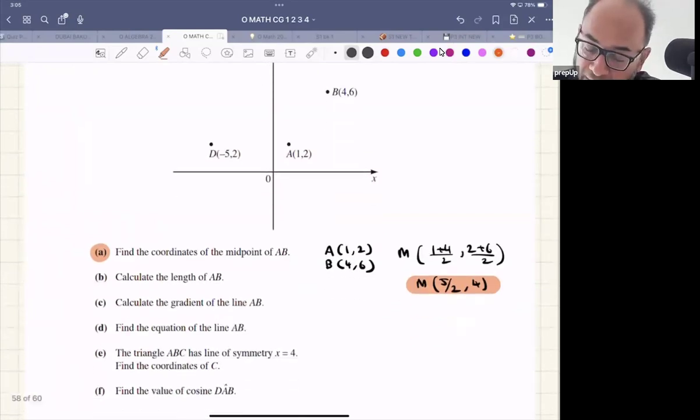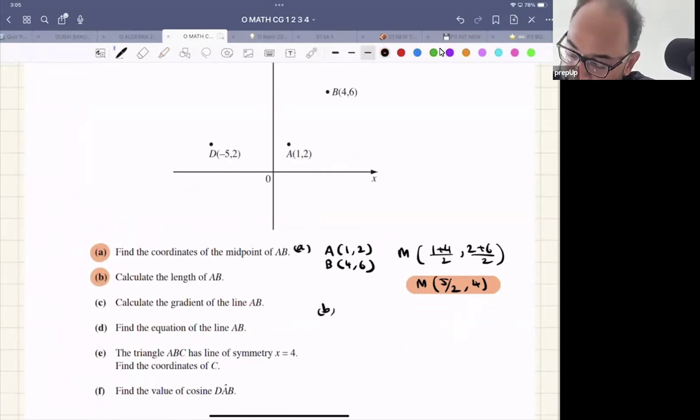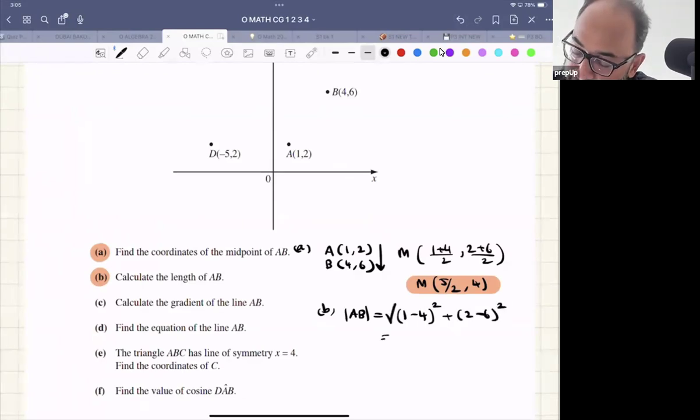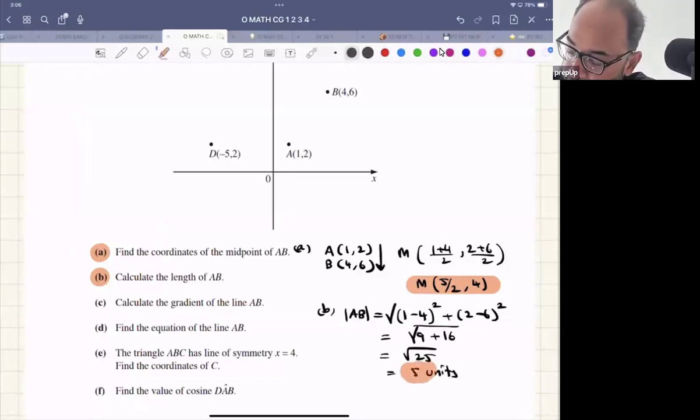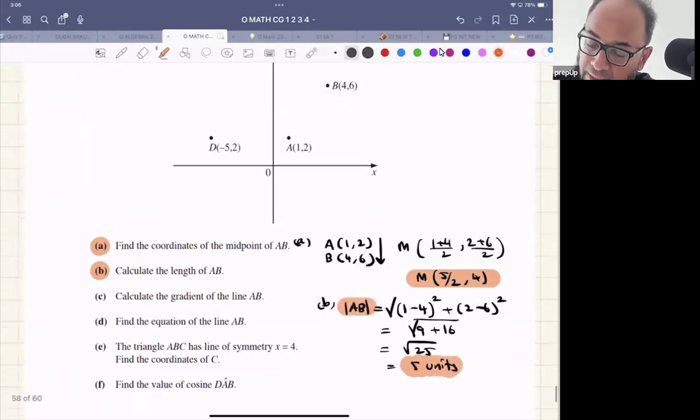Calculate the length of AB. So when we talk about the length of AB, this is A, this is B. We have A and we have B written over here. Let me draw a line like this. So therefore, the magnitude of AB is the square root of (1 minus 4) whole square plus (2 minus 6) whole square. That is negative 3 square, which is 9, 4 square, which is 16, square root. That is square root of 25. This comes out to be 5 units. That is the answer for part B. So this is part B, that is AB.